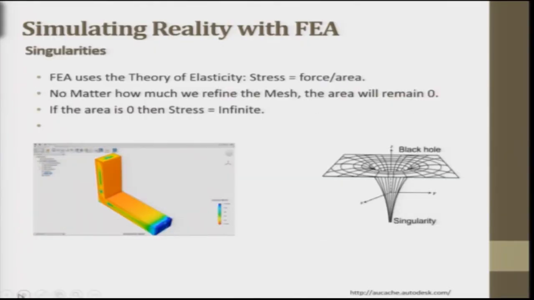Now singularities. What is a singularity? Finite element analysis uses the theory of elasticity, that is, stress is equal to force per unit area. No matter how much we refine the mesh, the area will remain 0. So if the area is 0, then stress is infinite. This is known as singularity. At some specific point, it is like a black hole. At some specific point, it shows a very high stress, so infinite stress. This is known as singularity. So these are certain issues that a finite element analysis person faces.